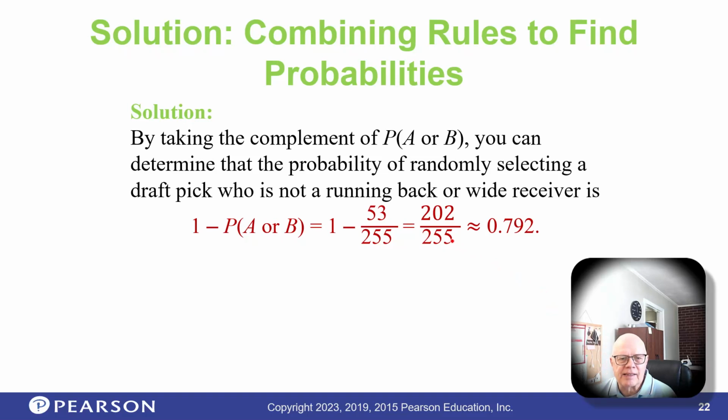Now, the thing is, we want not a running back or a wide receiver. So what we need to do is take our result from this, subtract it from 1 to get the not a running back or wide receiver. A nice twist to it. If you can get this, you're in real good shape. If you don't, watch this again. Try it the next time. Try a third time until you get it, even with the same numbers.